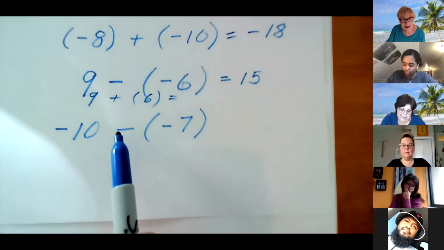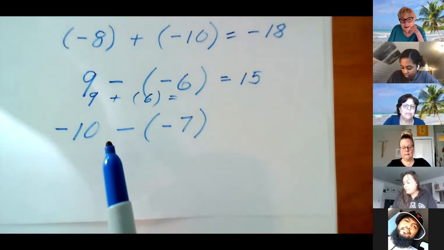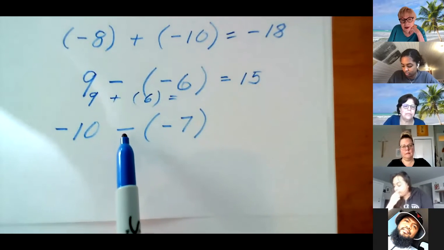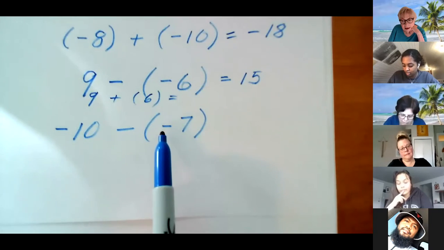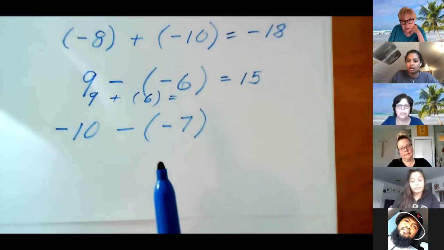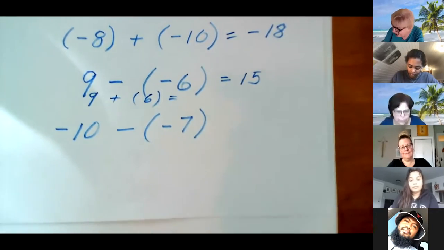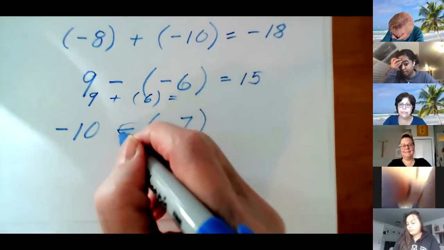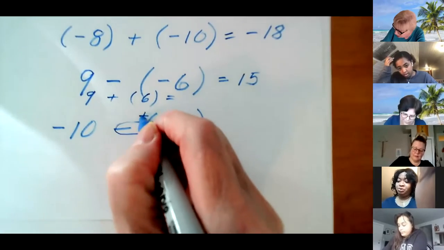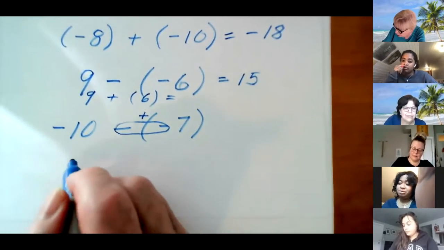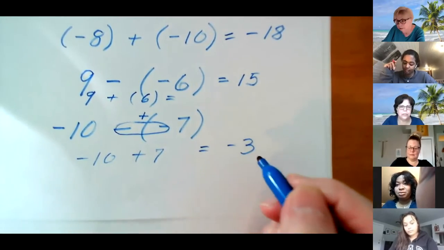Is it negative 17? Almost. This is subtracting a negative. Is it a -3? A -3. Yes, it is. Very nice. So here's one approach. The two negatives become positive, and so it's actually -10 plus 7. That is -3.